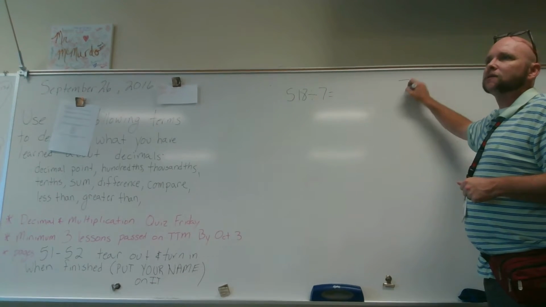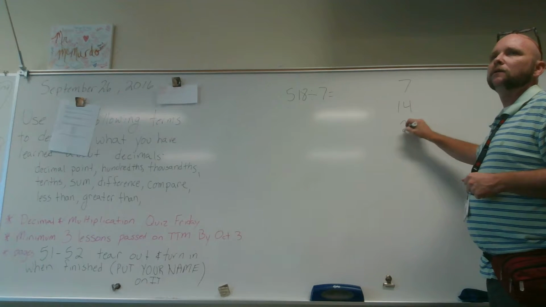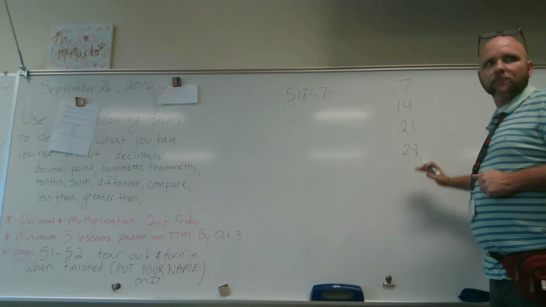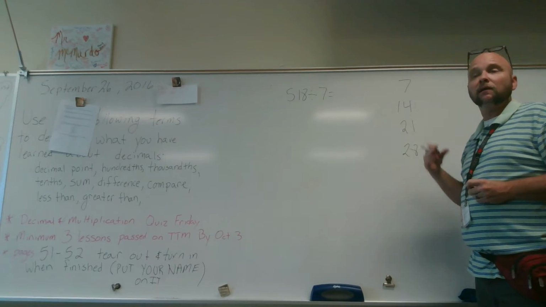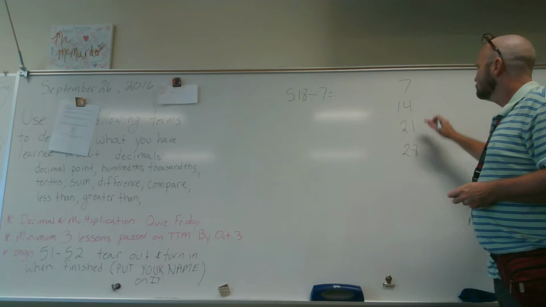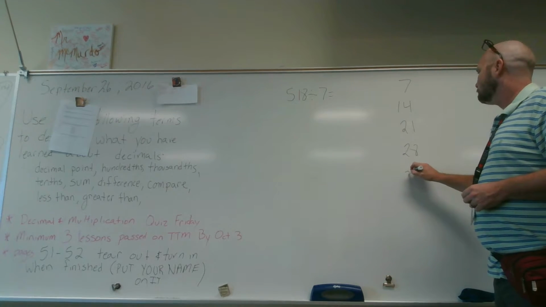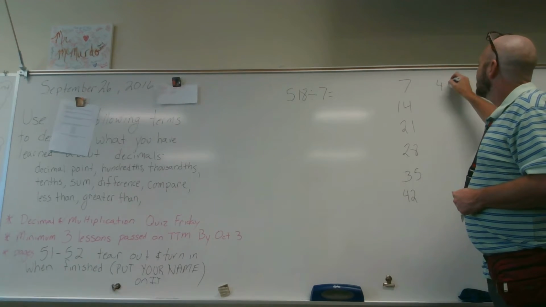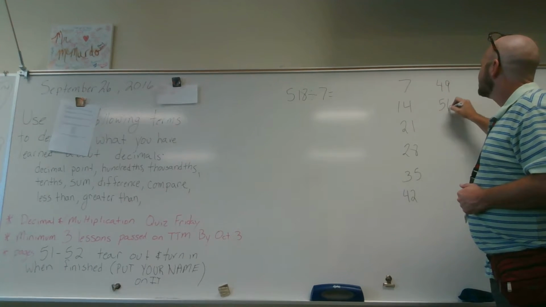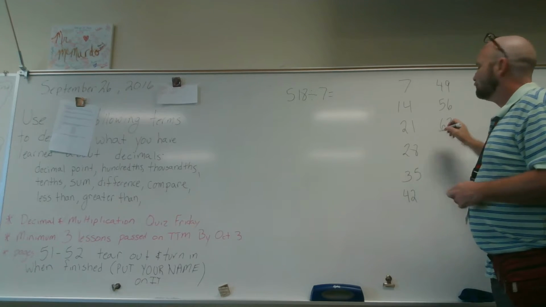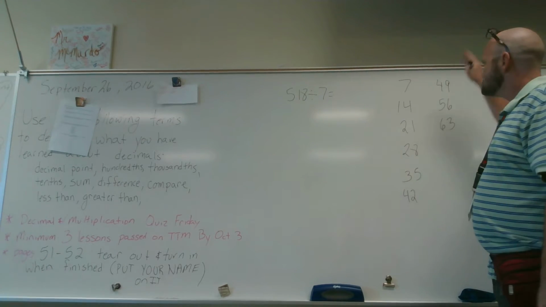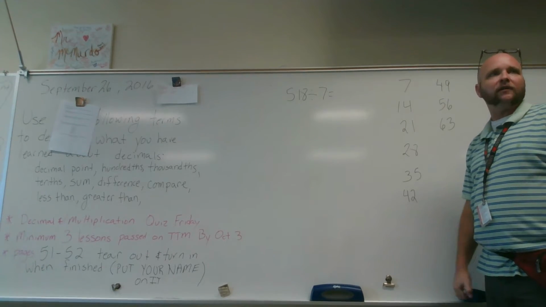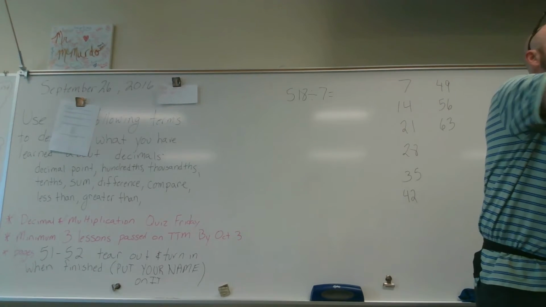Multiples of 7 are 7, 14, 21, 28, 35, 42, 49, 56, and 63. I know some of you have been asking what multiples are. If I was counting by sevens, these are the multiples of 7. That's how I do it.